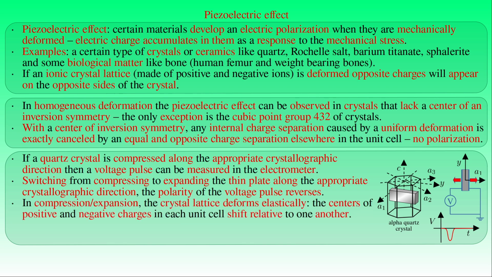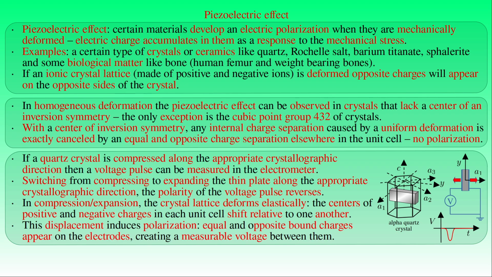When the quartz crystal is compressed or expanded, its lattice deforms elastically, causing the centers of positive and negative charges in each unit cell to shift relative to one another because the crystal lacks inversion symmetry. This displacement induces a macroscopic polarization that causes equal and opposite bound charges to appear on the electrode-covered surfaces, creating a measurable voltage between the electrodes.